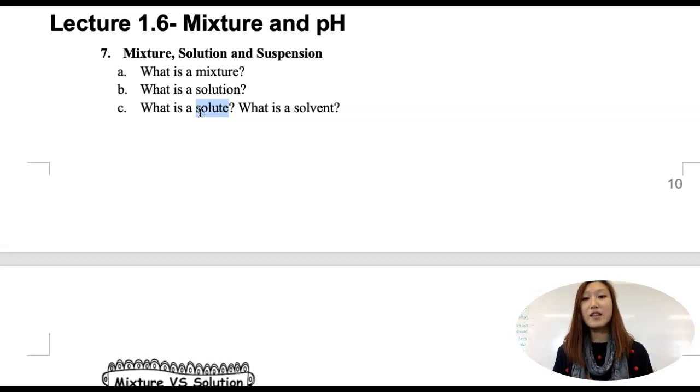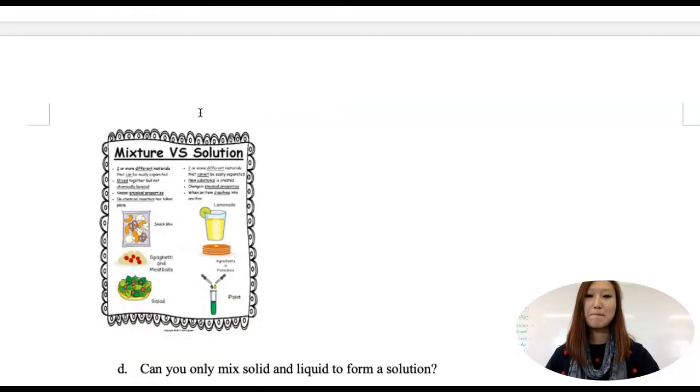But even the air that we are breathing in right now is a solution as well, because it's an even mixture of all kinds of different types of gases. And in this case, we will say nitrogen is the solvent because nitrogen is the most prevalent out of the different types of gases. And carbon dioxide and oxygen, for example, will be the solute.